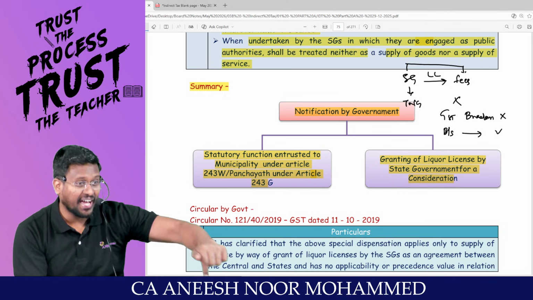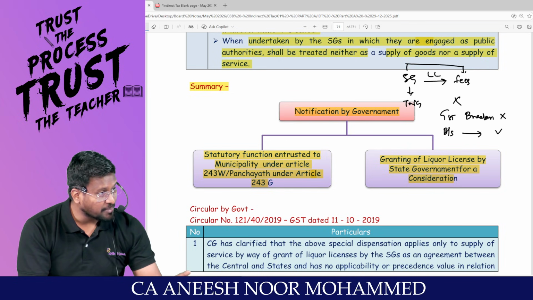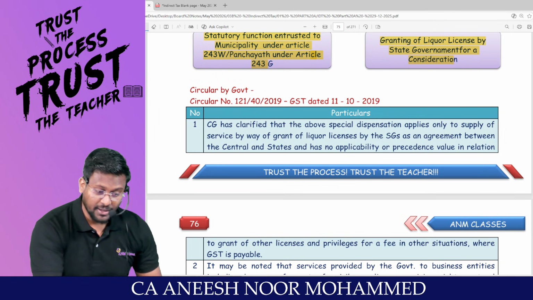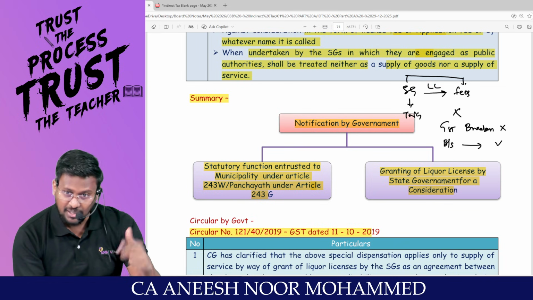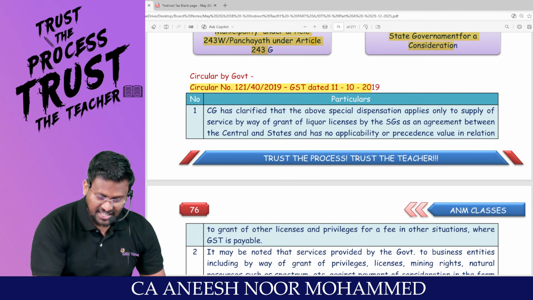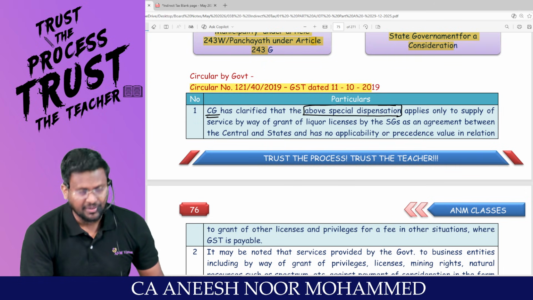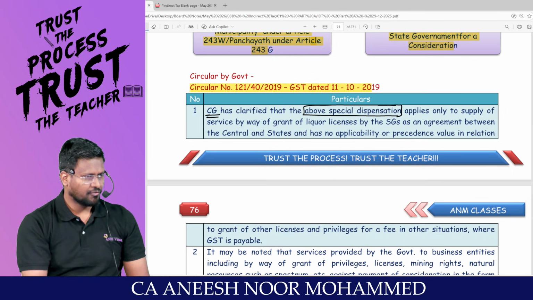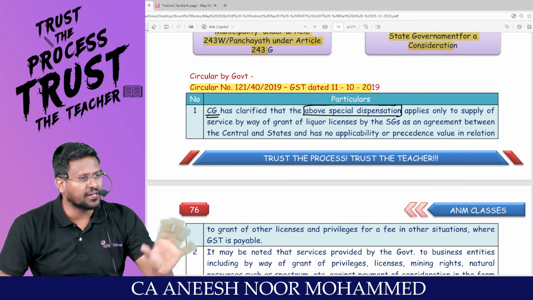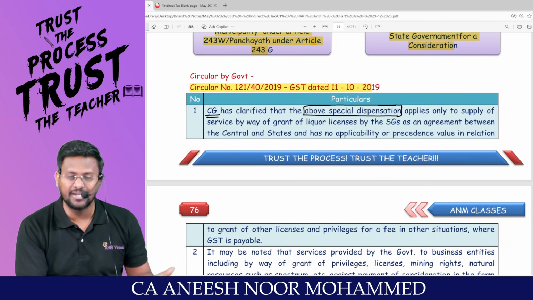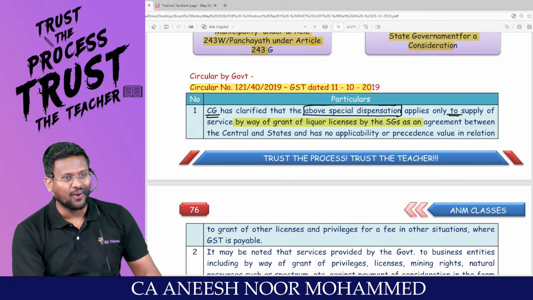For this good activity, to take care of the people, to take care of their health, it should also be neither supply of goods nor supply of services. That's why the government has clarified by giving a circular. They put a notification, man. In this notification, some doubt came. Have you understood what doubt came? Sir, the central government has clarified that the above special dispensation. Dispensation means something is not applicable. For example, I'm a state government. I'm giving you a liquor license. For that, you are paying me consideration. For that, there is no GST. So, there is an exclusion. That exclusion is what? Dispensation. Apply only to supply of service by way of grant of what license?